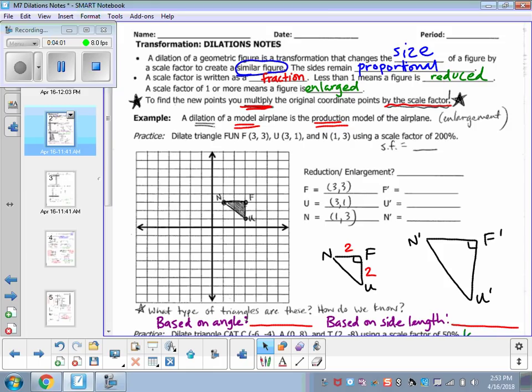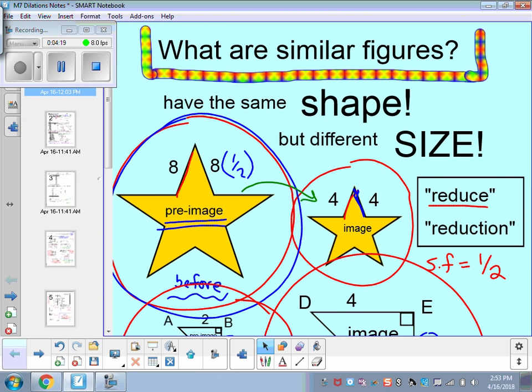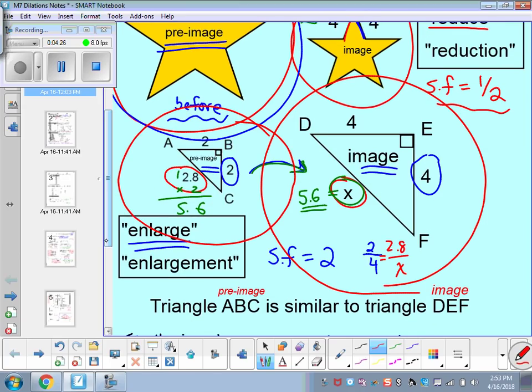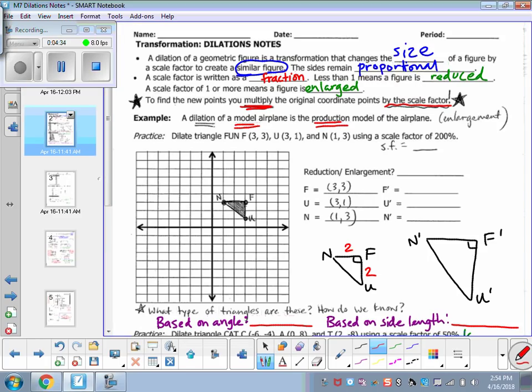All right? Up top, we've got that a scale factor is written as a fraction. And if the scale factor is less than 1, the figure is going to be reduced. Kind of like what we just saw with the star. If our scale factor here is less than 1, we know we're going to be reducing our pre-image. And if our scale factor is bigger than 1, we know we're going to enlarge our pre-image. Okay, so that's what it says up there in green.